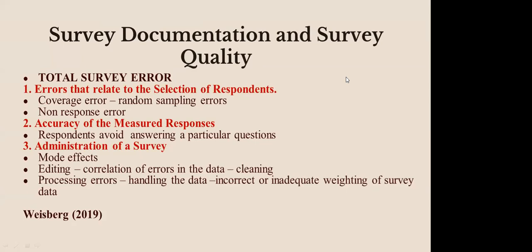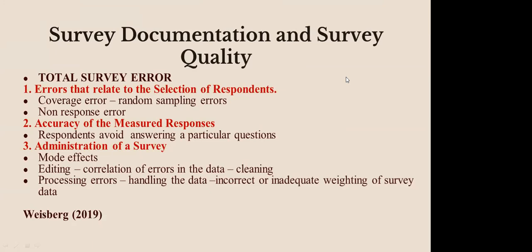After the data have been collected, they are extensively edited. The editing refers to what I've written over there as correction of errors in the data, often called cleaning, and the weighting factors can get affected. The errors that occur when handling the data, which I've called processing errors, are caused by incorrect or inadequate weightage of the survey data. So we call them adjusting errors. Okay, so this is how the total survey error in general happens.